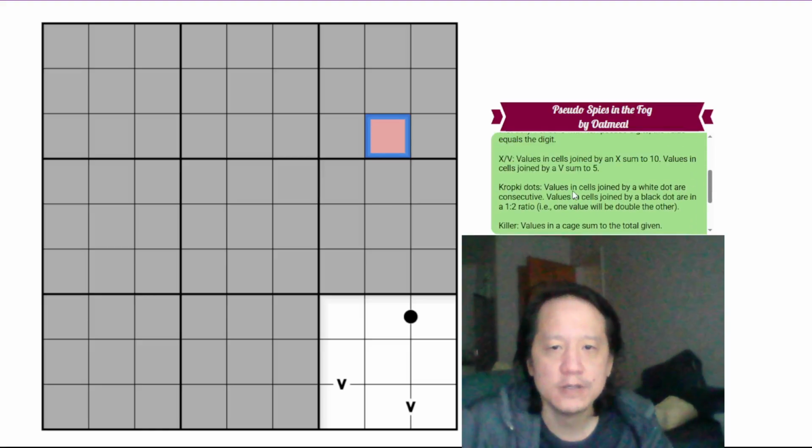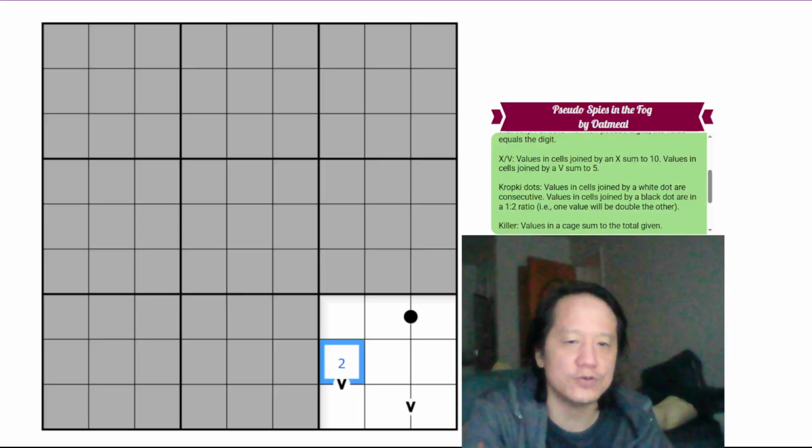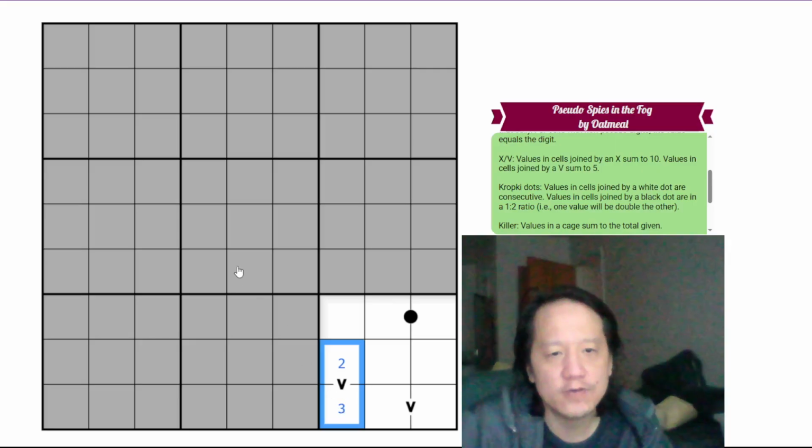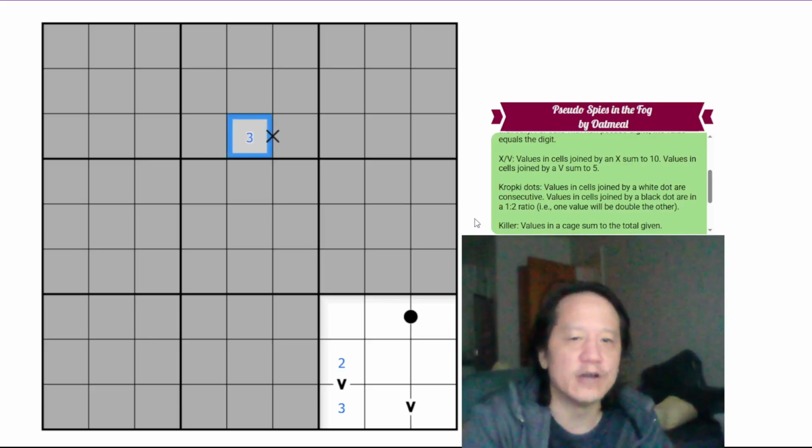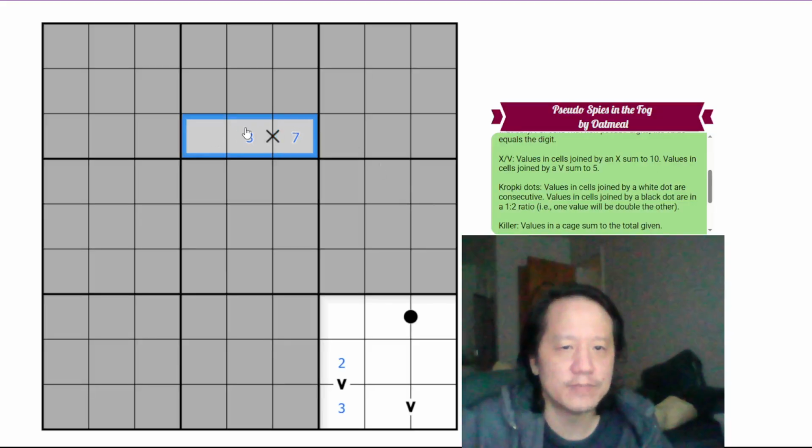We have X and V, where values in cells joined by an X sum to 10. Values in cells joined by a V sum to 5. So, for example, if this had a value of 2, this would have to have a value of 3 to add up to 5. Say we had an X somewhere, like here. If this had a value of 3, this would have to have a value of 7 to add up to 10.